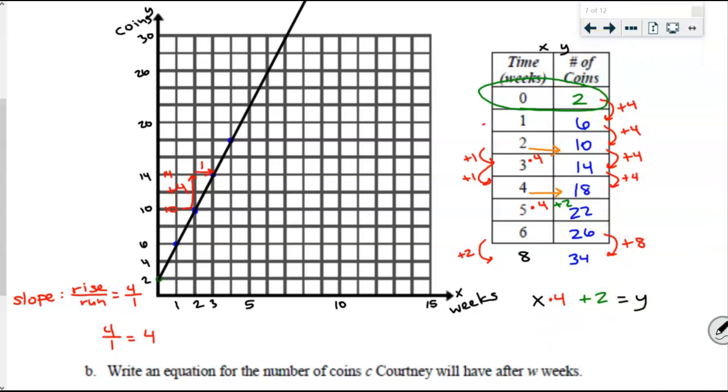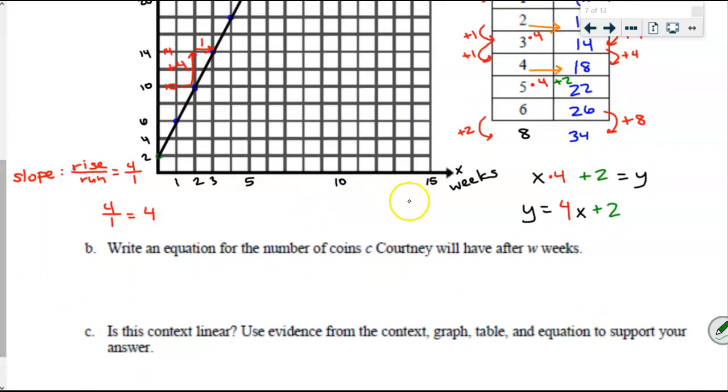So let's manipulate this equation. Because in 8th grade, we typically don't write it like this. We're going to write y is equal to, instead of x times 4, we're going to say 4x, right? We know this. And plus 2. And now we're also going to continue to manipulate this. It doesn't want us to use x and y. It wants us to use c and w. So let's make one more manipulation.